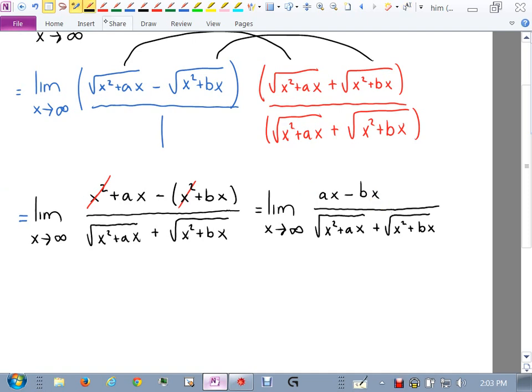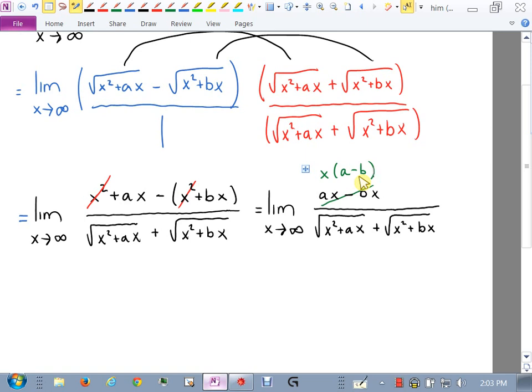But how about this? How about if we look at this top here real quick? Just pull an x out. Do you agree that that goes to infinity, x? And a minus b, those are the two constants. a minus b is either positive or negative, one or the other. So I know the top is either going to positive or negative infinity. I don't know which one, but it's one of those two. Do you all follow the logic there?